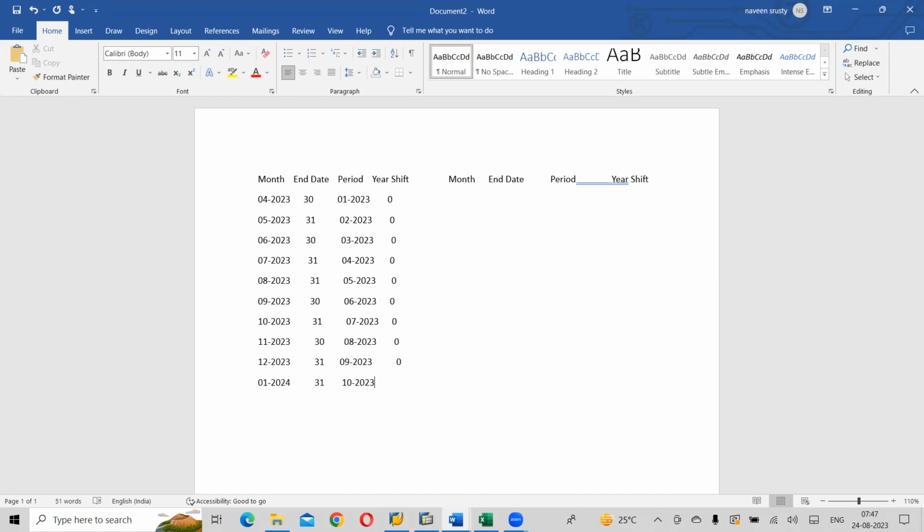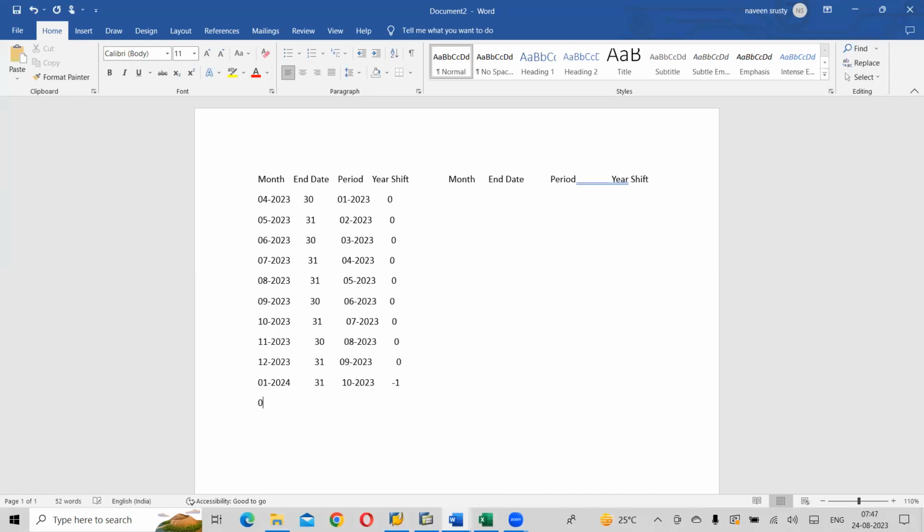Here, 2023 minus 2024, minus 1. Minus 1 means, even though your calendar is showing 2024, SAP will check your year shift. So 2024 minus 1, what would be the year? 2023. So it is considered as the 2023 fiscal year. Your calendar year shows 2024, but your period is the 10th period of 2023. Then immediately it will check with year shift -1. So 2024 -1 will become 2023.